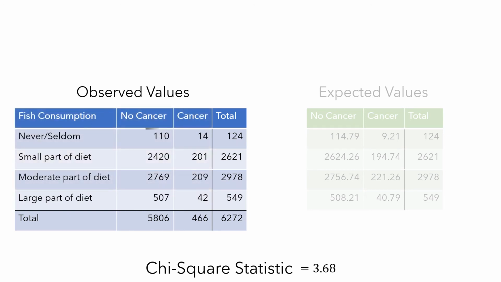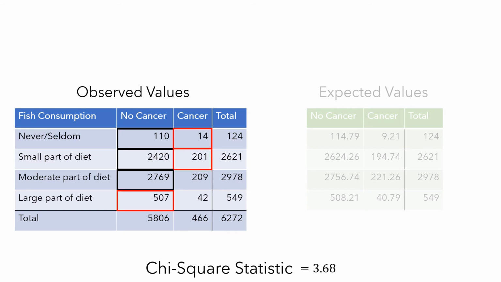So, the value in this cell can vary, as can the value in this cell and this cell. But since the total in the column has to add to 5,806, the value in this cell would be fixed. Since the first row has to add to 124, the value of this cell is fixed, as is the case for these other 3 cells. So overall, there are 3 cells whose values can vary, so there are 3 degrees of freedom.